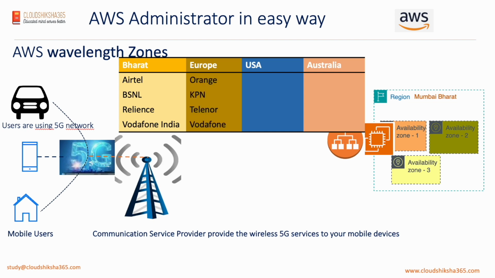In the same way, if we take a look at Europe, you will see Orange, KPN, Telenor, Vodafone, or British Telecom in the UK, are a few names that provide the services. If we go a bit further, in the USA, Verizon, Cox Communications, CenturyLink, these are communication service providers through which you can use the 5G network on your mobile devices. Similarly in Australia, Telstra, Vodafone, Optus, TPG Telecom are the communication service providers. So these communication service providers are providing the wireless 5G services to your mobile devices. Now we know what a CSP is.